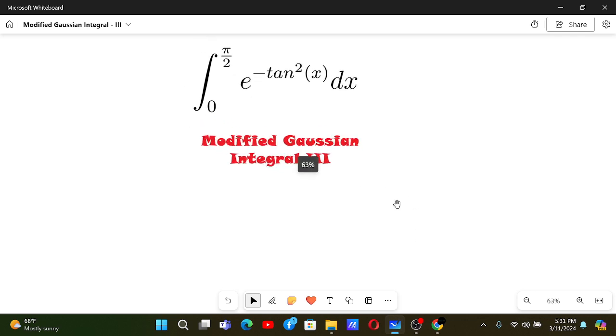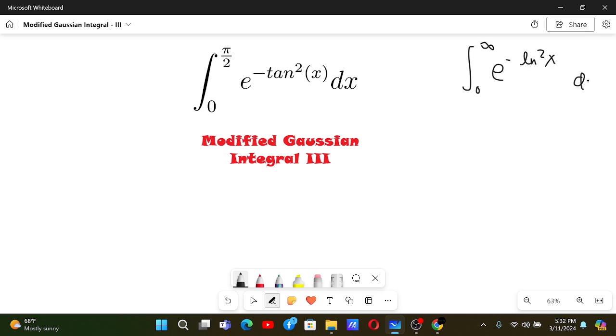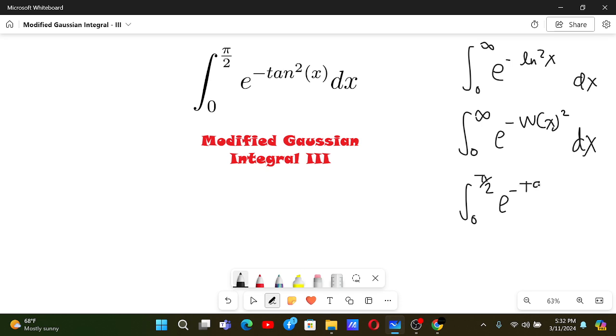Modified Gaussian integral I. This is the third video in our series on modified Gaussian integrals. In the first video, we had the integral from 0 to infinity of e to the power minus ln square x dx. In the second one, we had the integral from 0 to infinity of e to the power minus lambda w of x dx. And this one, to make things simpler, is the integral from 0 to pi by 2 of e to the power minus tan square x dx.